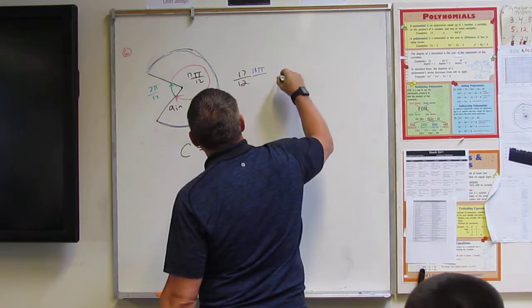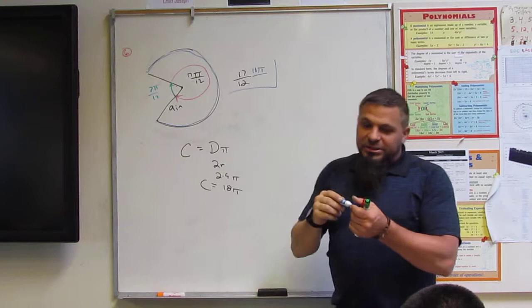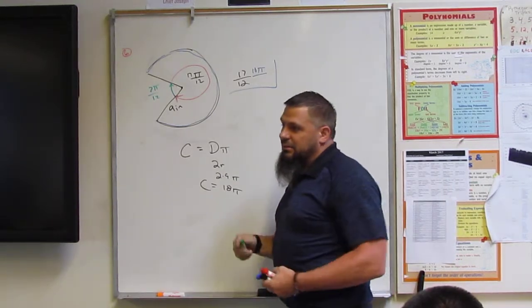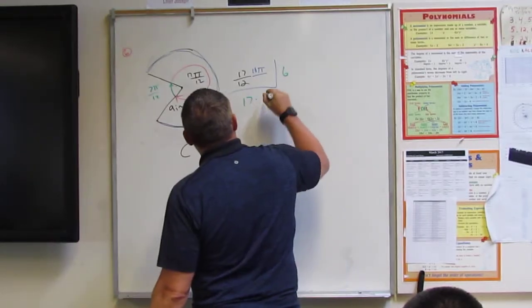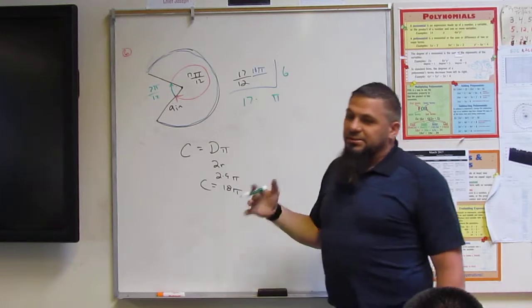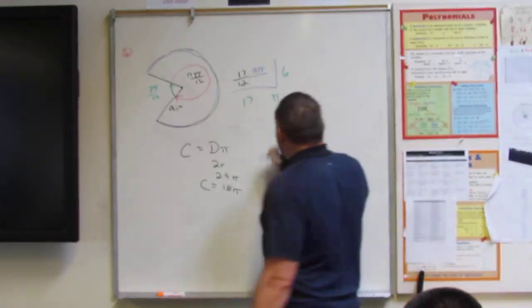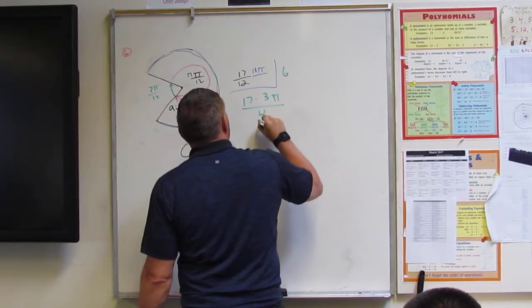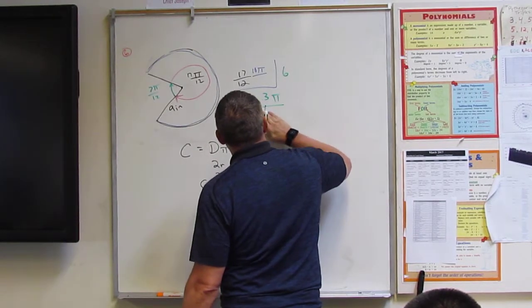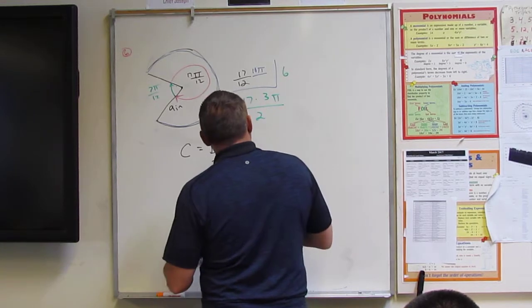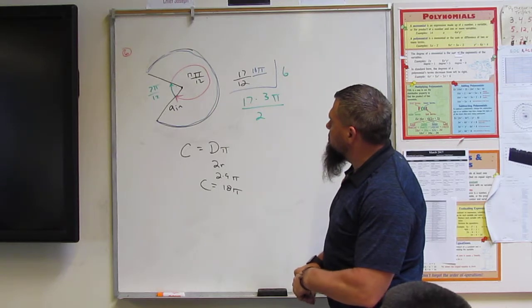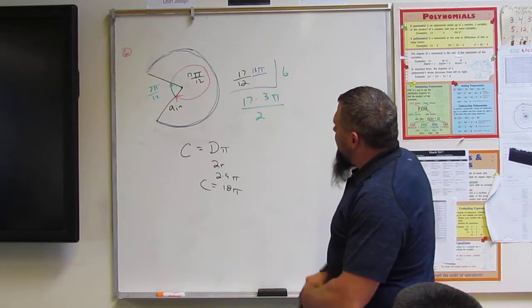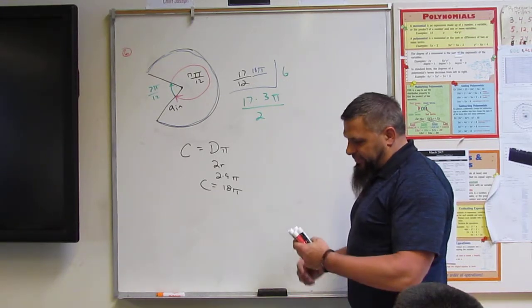Right? And when we do that, we can use our upside down division and go, hey, what goes into 12 and 18? 6? How many times? That leaves the 17, it leaves the pi, and 6 goes into 18 3 times, 6 goes into 12 2 times, not bad. And then so then what is that, 51 over 2?